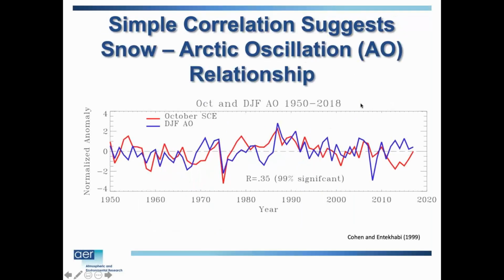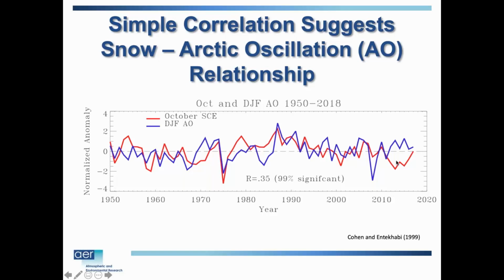So here's actually a plot. I've been talking about fall snow cover, but really October is the key month. So it's October Eurasian snow cover extent, right? And here's the winter Arctic Oscillation. Snow cover extent has been available from satellite data since the late 1960s, but there's even some proxy data that can bring it back earlier than that. And so the correlation was quite good throughout the whole period. This is right through this last winter. The correlation is 0.35, 99% statistically significant.